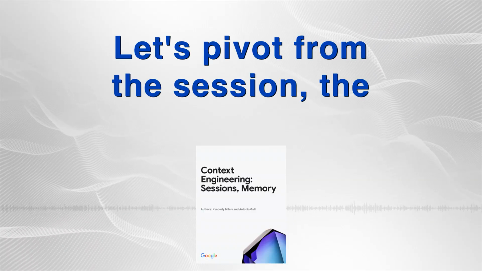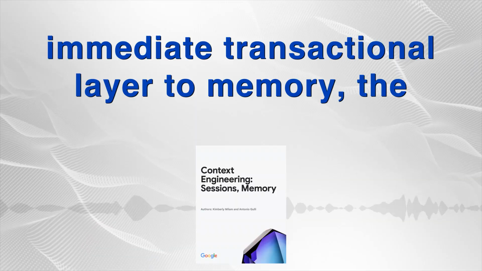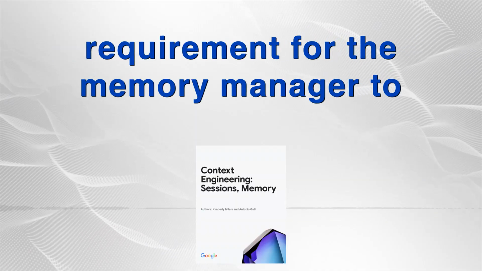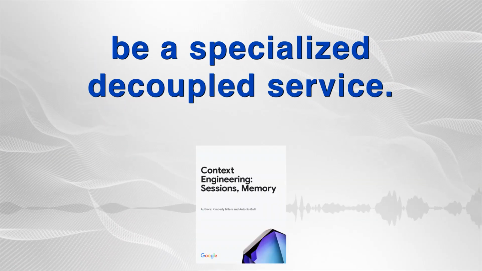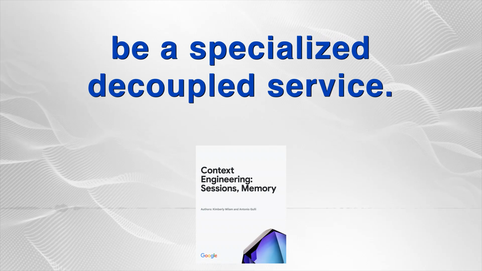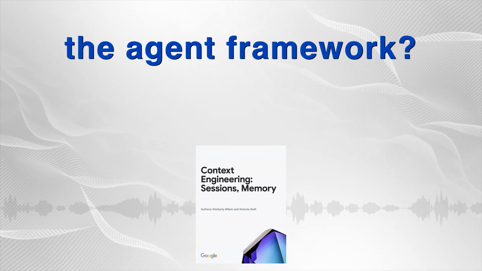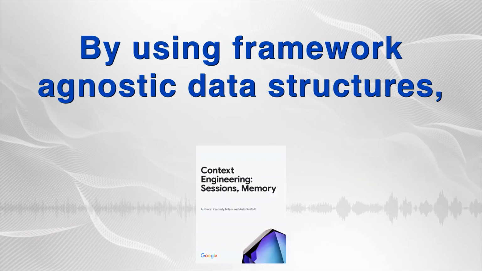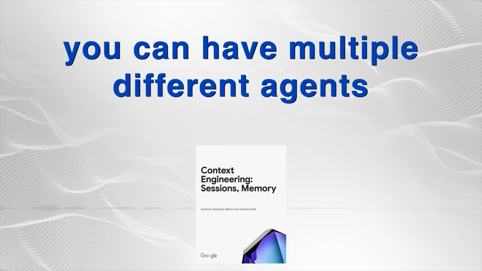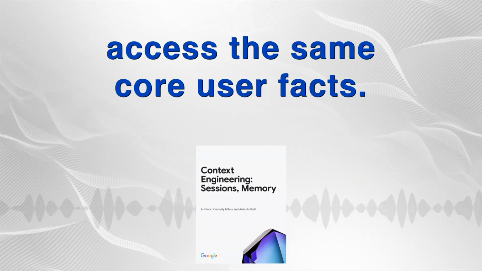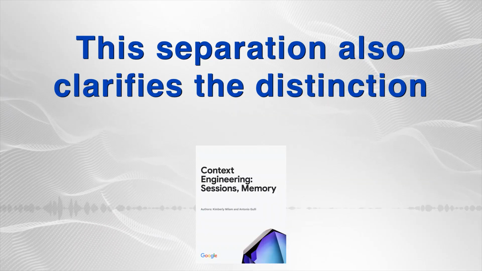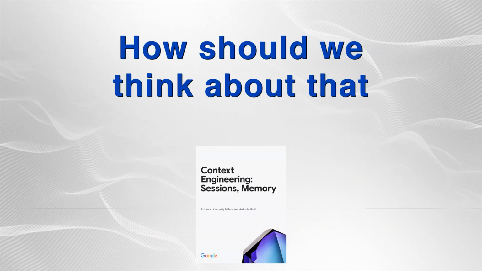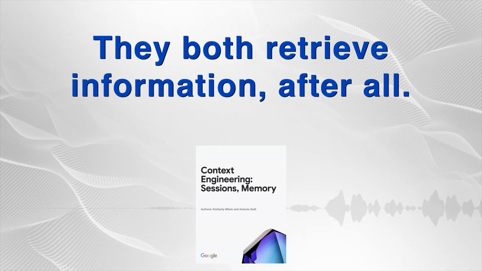Let's pivot from the session, the immediate transactional layer, to memory, the long-term knowledge base. What's fascinating here is the architectural requirement for the memory manager to be a specialized, decoupled service. Why not just build it into the agent framework? Decoupling is essential for scale and for interoperability. By using framework-agnostic data structures, you can have multiple different agents access the same core user facts. This separation also clarifies the distinction between a memory manager and a traditional RAG engine. How should we think about that difference? They both retrieve information, after all.